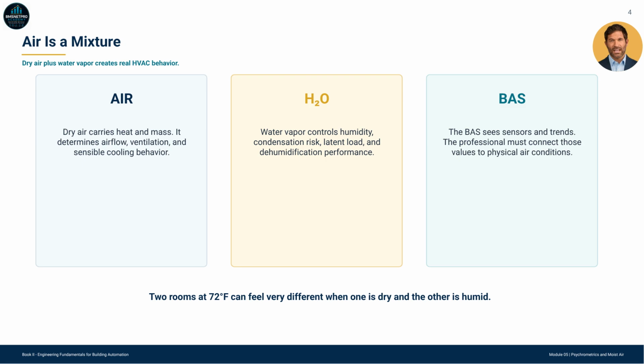Air is a mixture. That sounds simple, but it changes how we troubleshoot buildings. Dry air carries sensible heat and supports ventilation. Water vapor carries moisture and latent energy. The BAS sees sensors and trends, but the professional has to connect those values to what is physically happening in the airstream. Think about two rooms at the same 72-degree dry bulb temperature. One room may be at a comfortable humidity level. The other may be humid enough that occupants feel sticky, paper curls, cold diffusers sweat, or mold risk increases. The temperature value alone does not tell the complete story. In BAS work, psychrometrics helps us move from a simple question, what is the temperature, to a better question, what is the condition of the air?